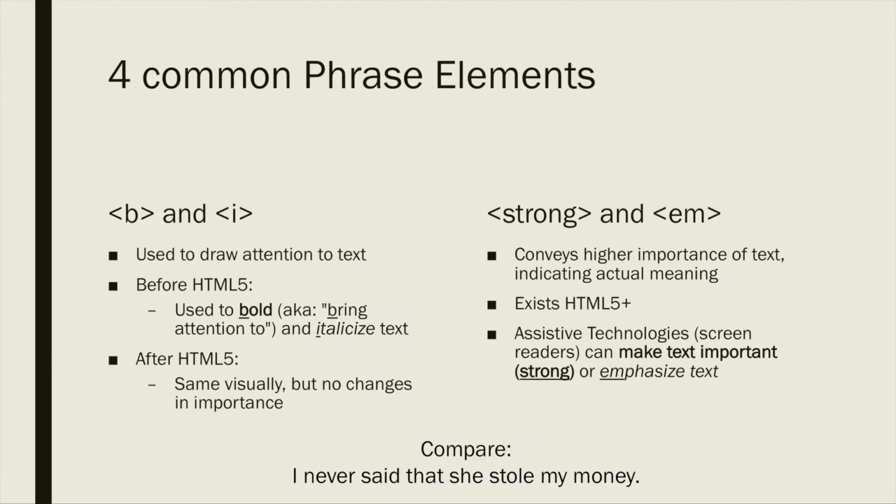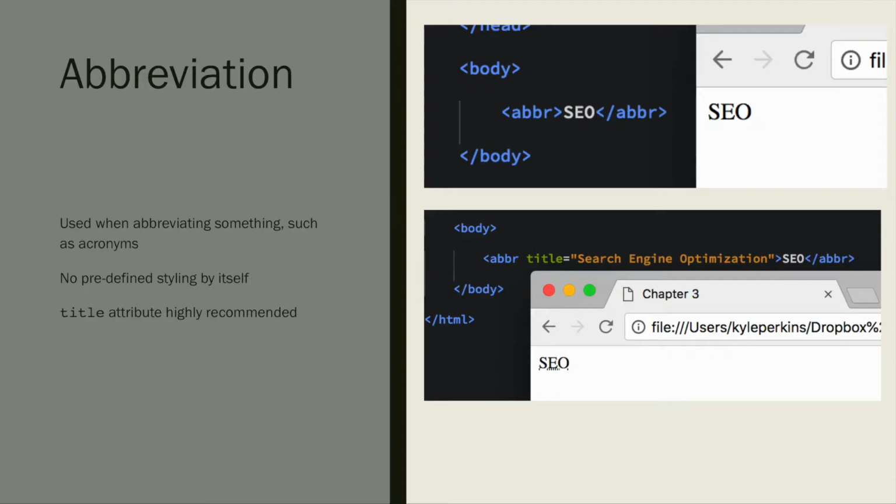Let me give you a few examples. I never said that she stole my money. I never said that she stole my money. I never said that she stole my money. And the last one, I never said that she stole my money. So depending on exactly what is being emphasized depends on how the phrase or the statement can be interpreted.